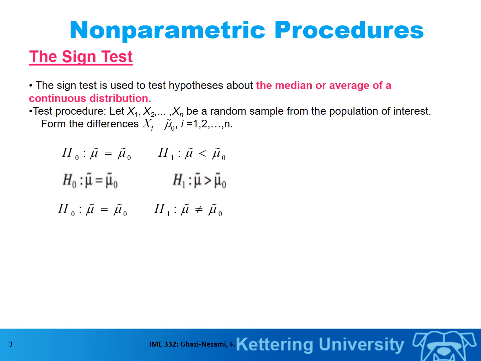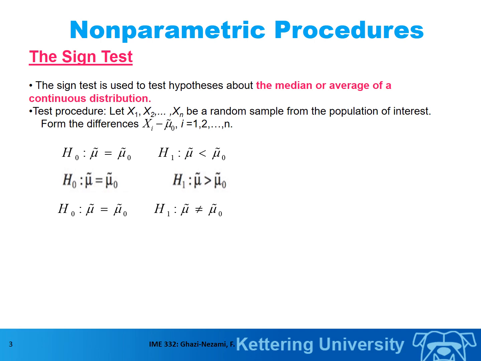The very first procedure that I want to talk about today is the sign test. The sign test is a very good and very common technique when you want to test the median or average of a continuous distribution when you do not have the normality assumption. For example, I want to test and see if the average of the population is equal to 100 or not. Or I want to know if the average length is greater than 10 millimeters or not.